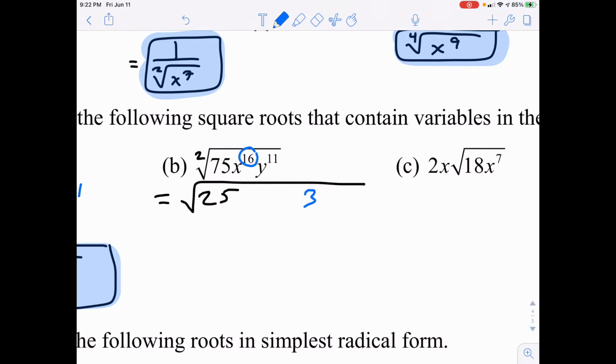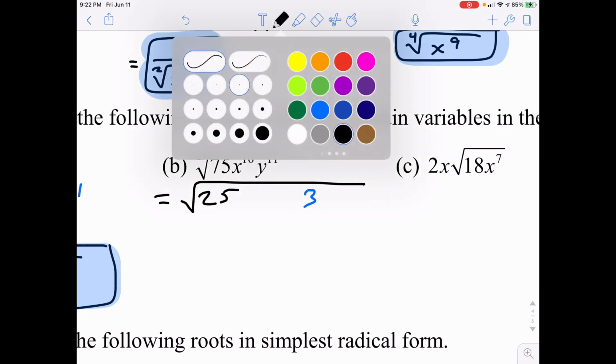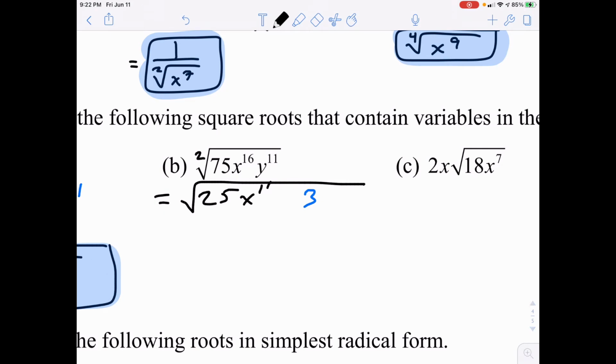I can take the square root of x to the 16th power because 16 is an even root and 2 is divisible into 16. So I'm going to write all of those x to the 16th power right here. But I can only take the square root of 10 of the 11 y's. So I'm going to write y to the 10th times y to the first power.